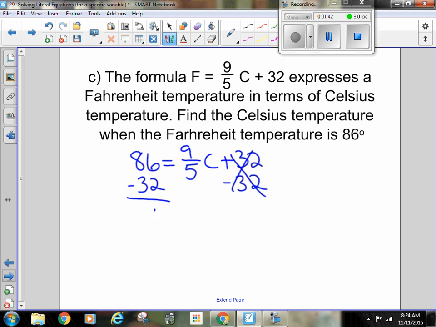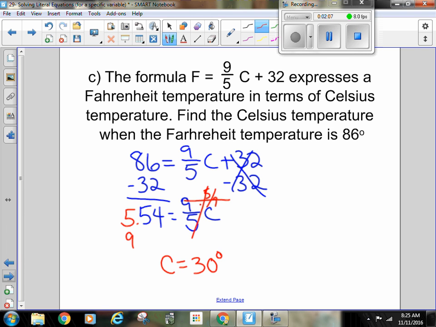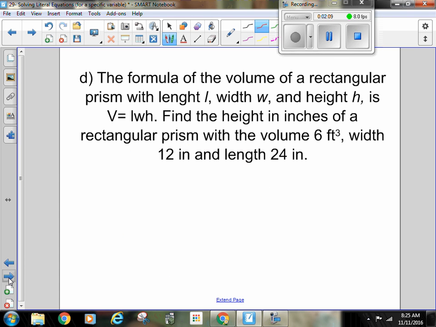So let's see here, 54 equals 9 fifths C. So we can either divide by 9 fifths or multiply by 5 ninths, which is the reciprocal. And I always like to just multiply by the reciprocal. So I'm going to go ahead and type that into my calculator. Alright, so we end up with C equals 30 degrees, so 30 degrees Celsius.